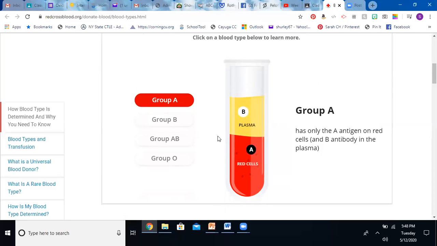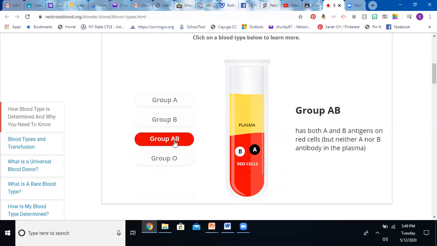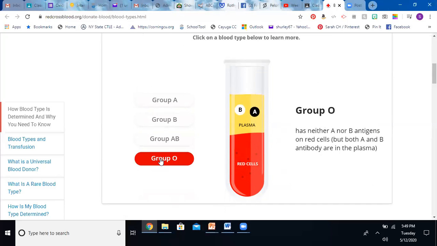So type A, you have A antigens on your red blood cells, and then you have B antibodies in your plasma. For group B, it's switched. You have B antigens, A antibodies. Group AB, you have both antigens in your red blood cells. In type O, you have neither in your red blood cells, but both antibodies in your plasma.